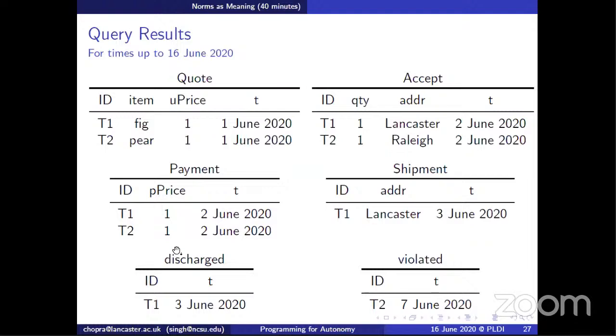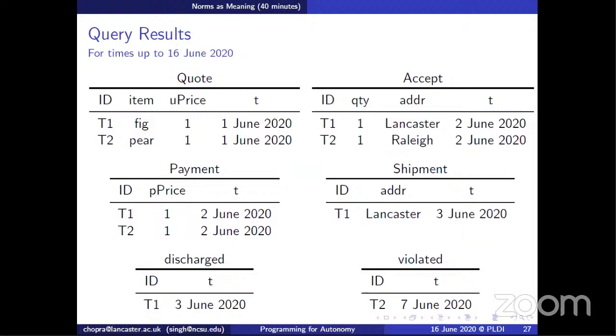So there is a tuple in the discharge table, which is ID T1, and it was discharged on the 3rd of June when shipment happened. So this discharge is not, it's just a view. It's what the query computes that we produce.